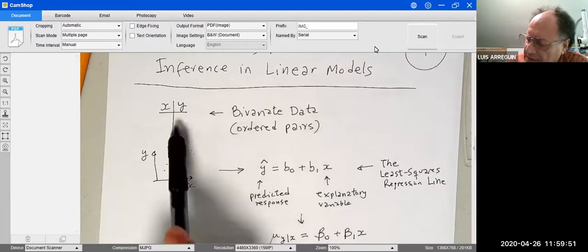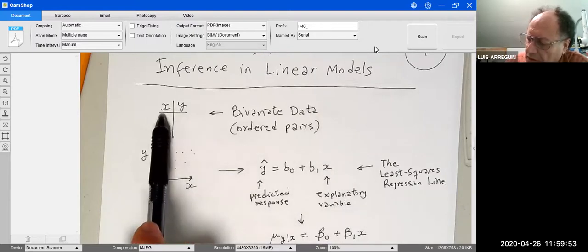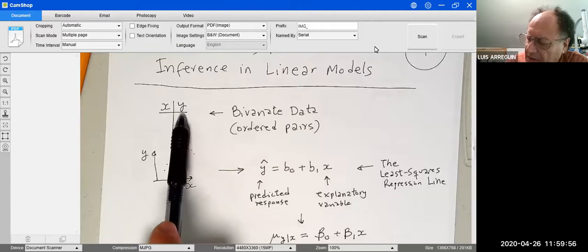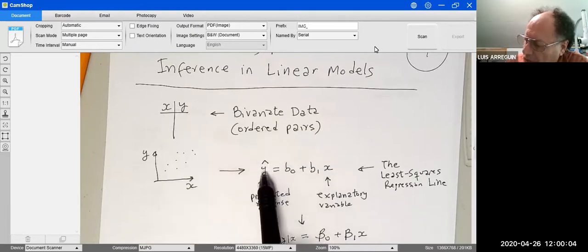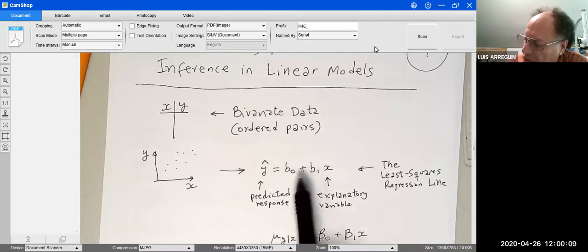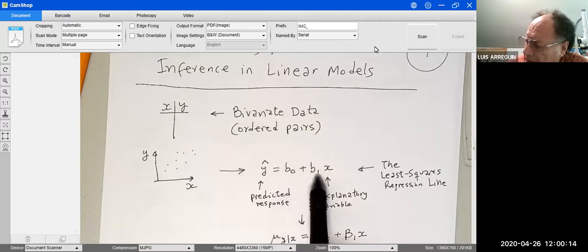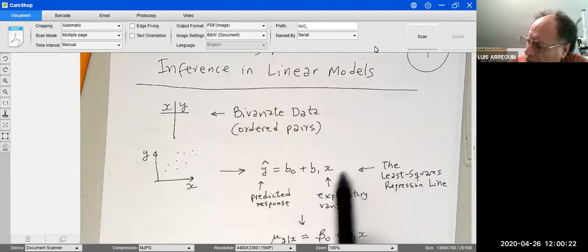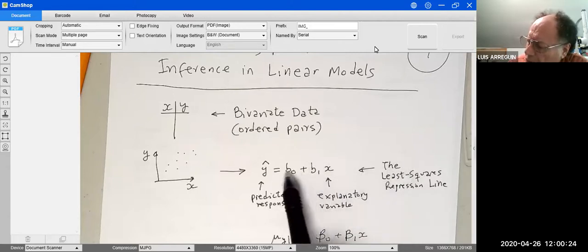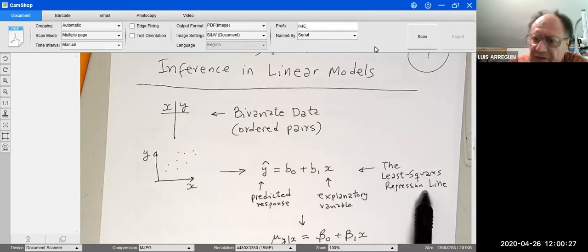So in these cases, x is going to be called the explanatory variable, and y is going to be the response. So when you get your linear equation to model this data, you're going to have y hat. Now y hat is going to be the predicted response. So it's going to be based on a y-intercept b naught plus b1, which is going to be the slope of the line, times the explanatory variable x. So we call this equation the least squares regression line.